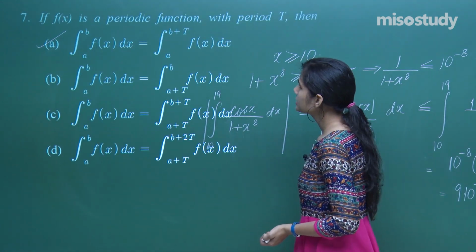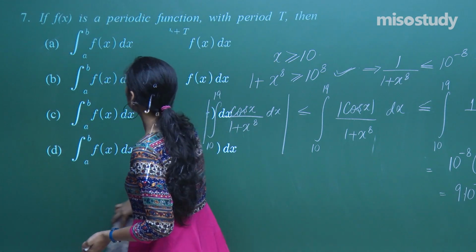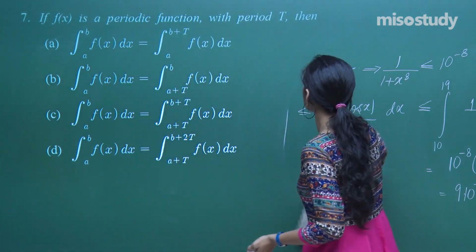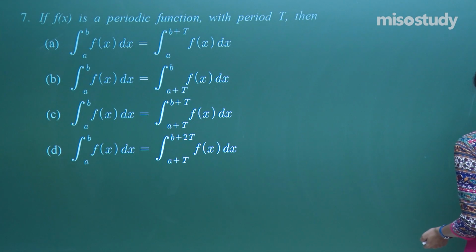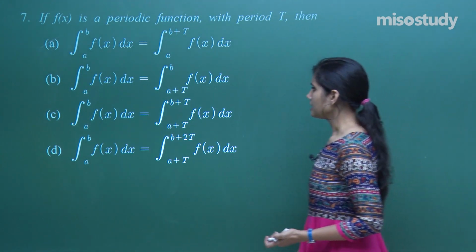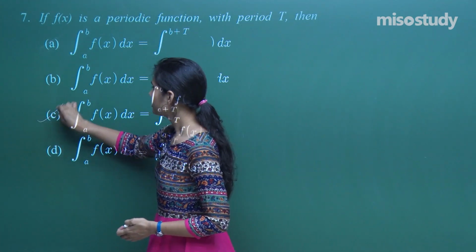Next question says, if f(x) is a periodic function with period T, then which among the following is the correct statement? Now over here, if you remember the theory part that we've done, directly you will be able to see the answer. Which one is it? It is option number C, isn't it?